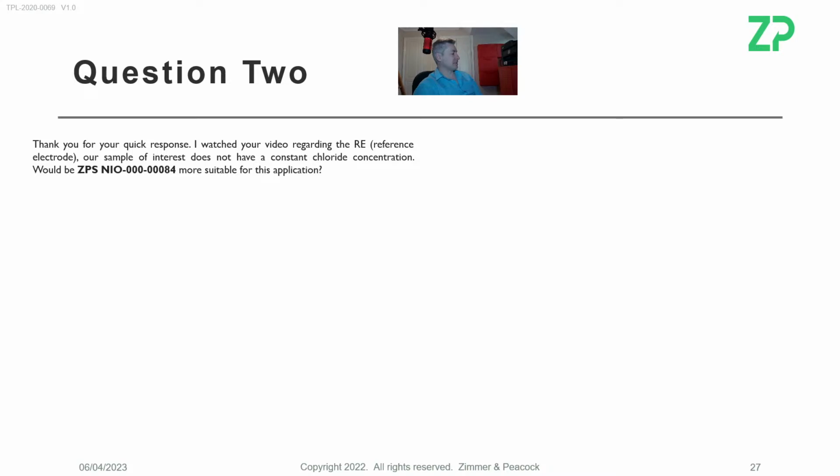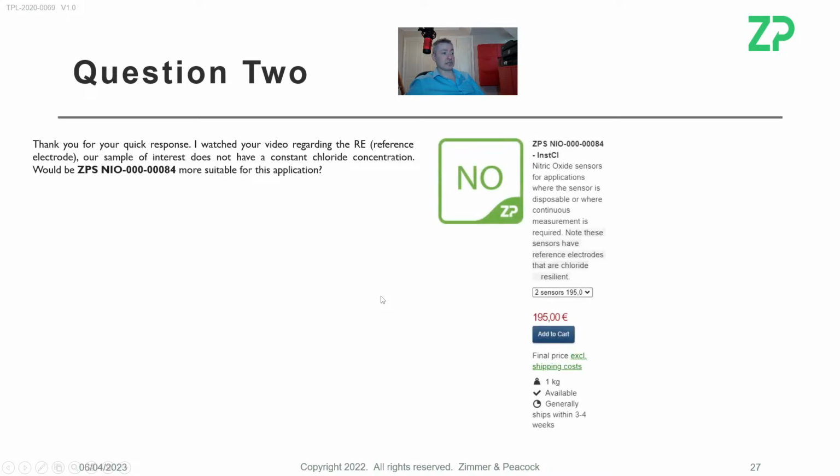We use chloride resilient sensors at ZP, but we use them understanding the limitations of them as well. In the end, we make them with and without chloride resilient electrodes. Unless I'm doing that experiment myself in that lab, and knowing your timelines, it's really hard for me to say, use that sensor or use that sensor. But we do have these chloride resilient nitric oxide sensors.